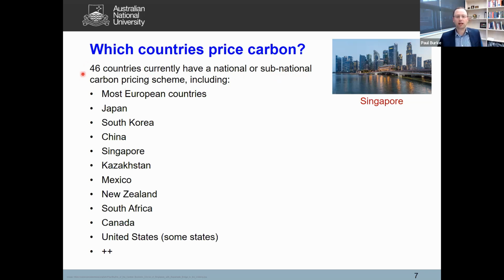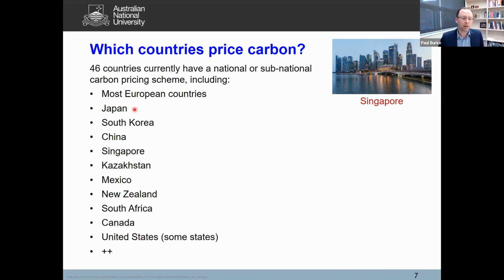46 countries currently have some type of carbon price, and this includes European Union countries that are part of the EU emissions trading scheme. So that's actually an international or regional scheme, and that applies to each country that is a participant. Other countries, Japan has a carbon tax plus a couple of emissions trading schemes at the subnational level.